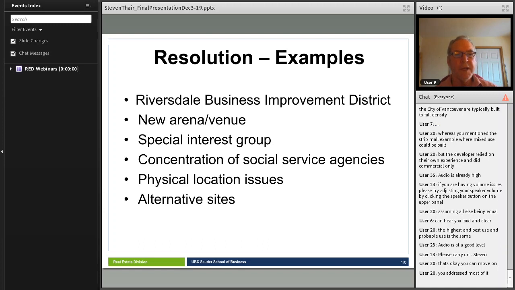Okay, here's an example close to my heart. My office is in the Riversdale Business District, and I sit on the Riversdale Business Improvement District Board. And there is some vacant riverfront land, Riverview land, and it is one of, say, three possible sites for a new arena and events venue.